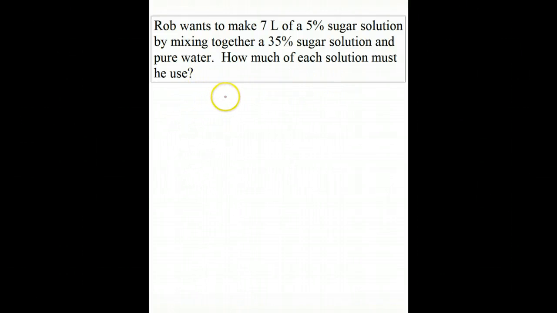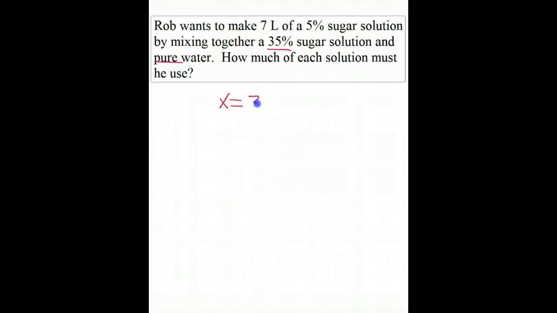All right, so we're going to make X equal to, let's see, 5% sugar solution. Oh wait, that's wrong. Skip that. Let me reverse that. 5% is what I want to end up with. How much of each solution? So the solution types I have are 35% and then water, which we'll talk about in a second.